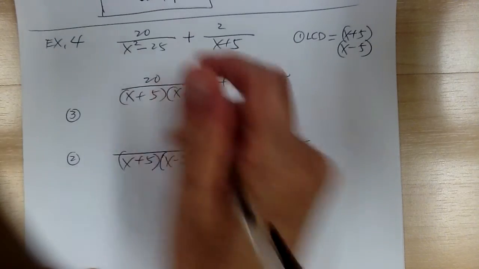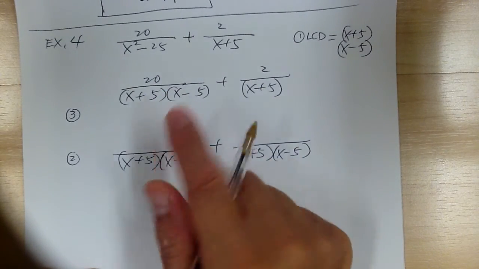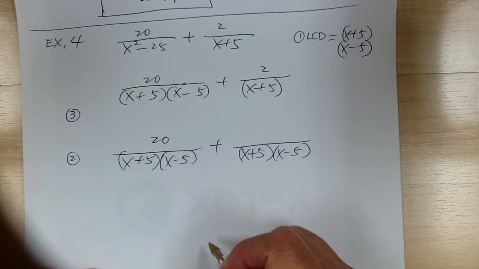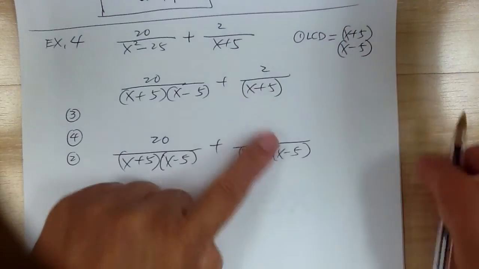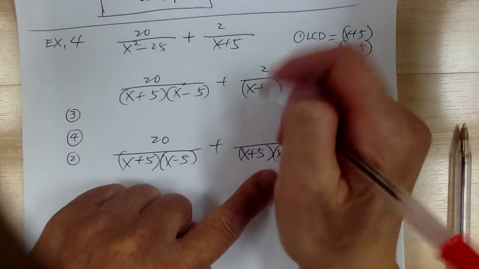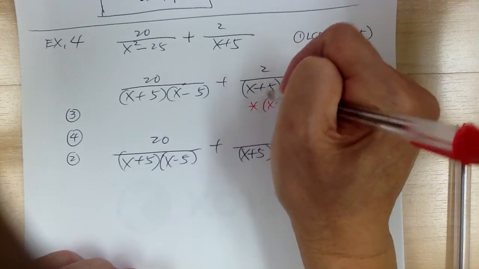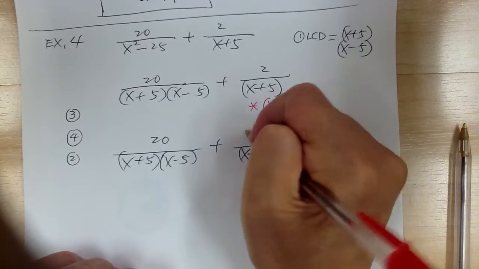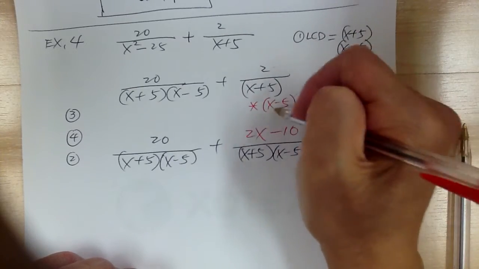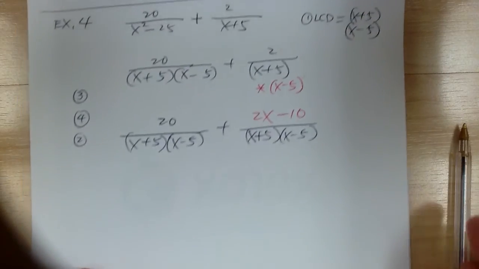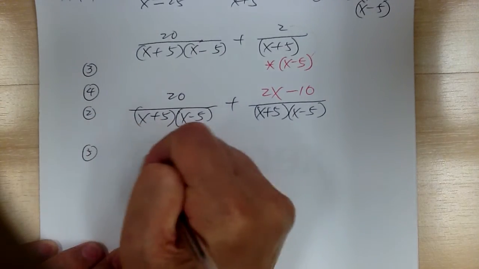So step 3, figure out what you are missing. From here to here, you're not missing anything, so you just keep the same. Over here, you're missing the x minus 5, so you need to multiply by x minus 5. So step 4, you multiply, you get 2x minus 10, right? Again, you got to multiply also. Now you're ready to add all this together. So step 5, go and add all this together.